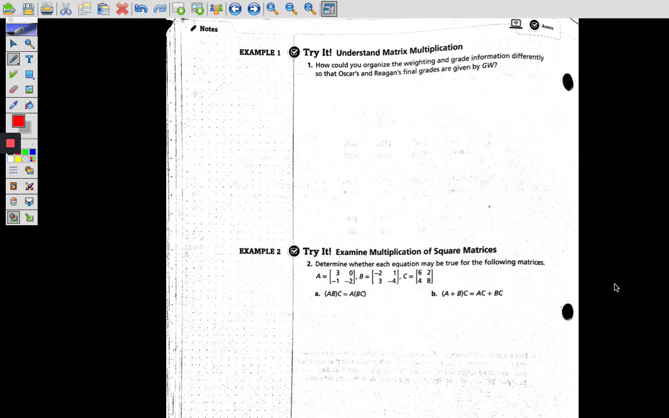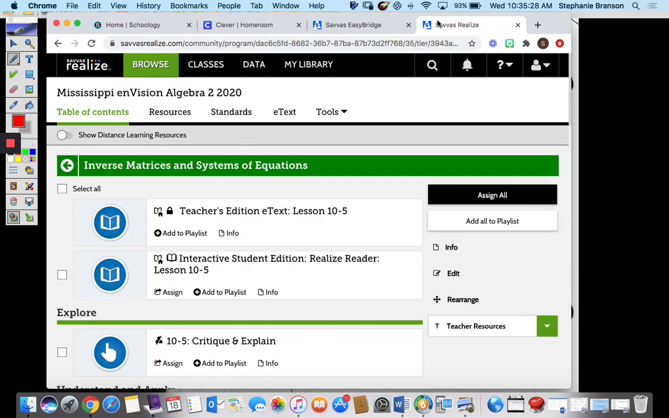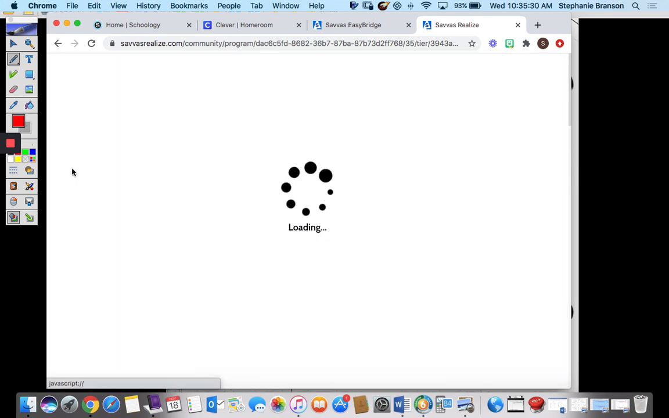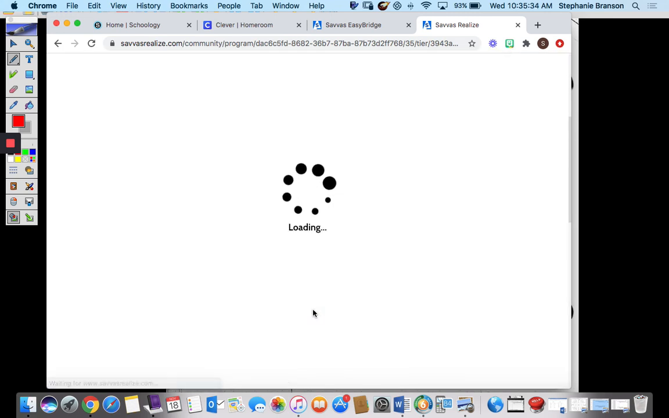All right, so our first lesson today is matrix multiplication, and example 1 piggybacks off of example 1 in your book. So let me pull that up for us real quick.